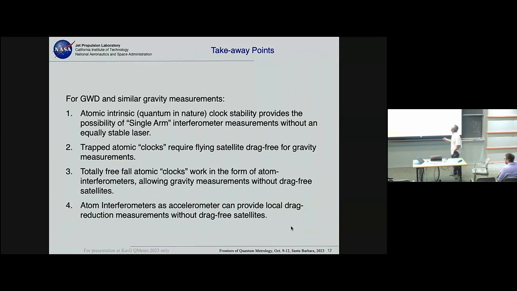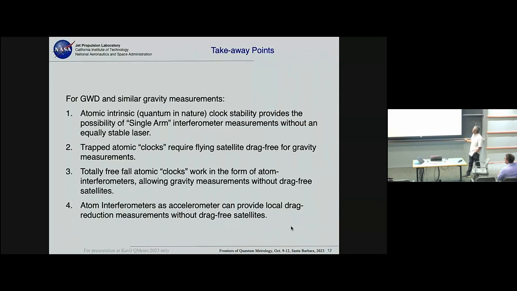I guess the takeaway point is that the atomic intrinsic quantization of energy levels of atoms is quantum in nature. Clock stability provides a possibility of a single-arm interferometer measurement without relying on an equally stable laser and without relying on a two-arm interferometer to cancel the common laser phase noise.